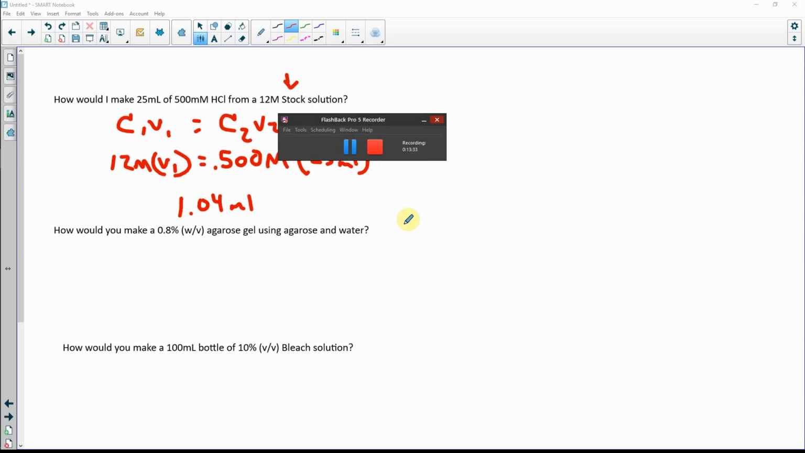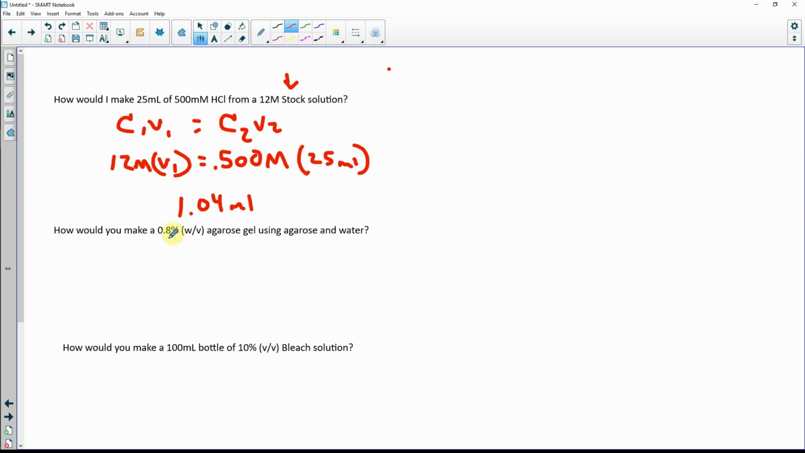So I hope this didn't screw up, but my battery died. So let's see what we can do. So 1.04 milliliters of hydrochloric acid concentrate, and then we would bring that up to 25 mLs with water.